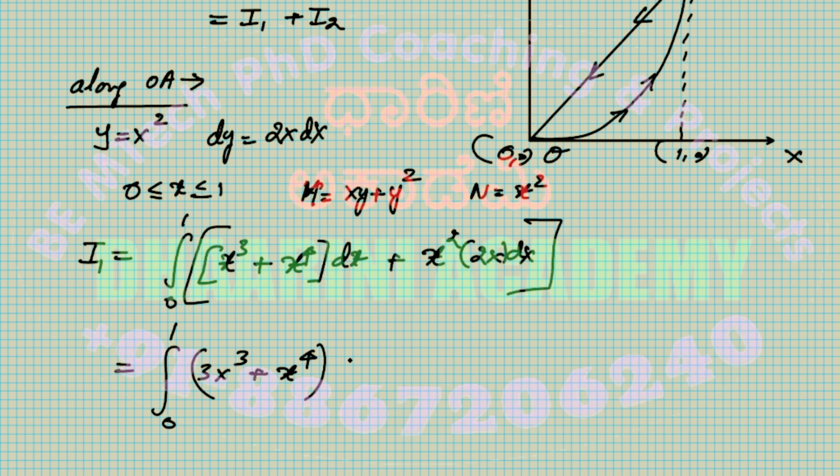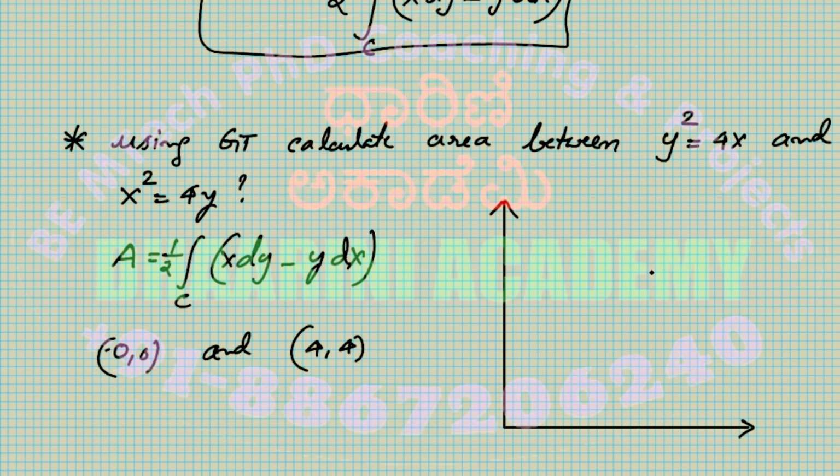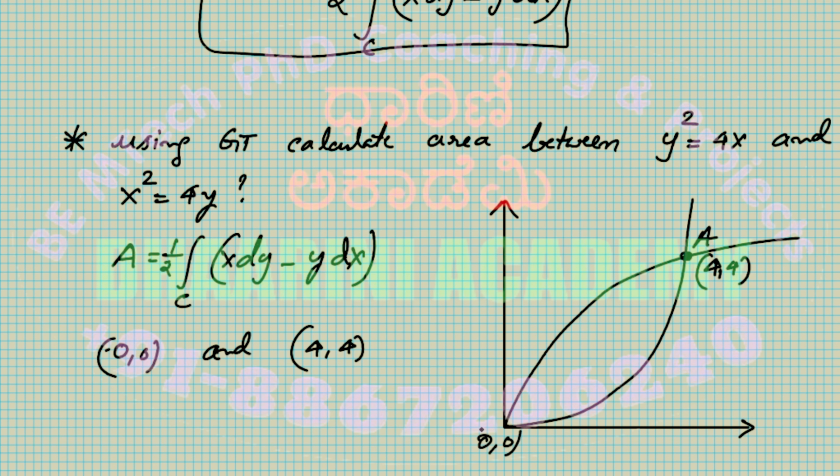Now I think the curves should be something like this: one curve like this, another curve like this. So this is (4, 4), we'll call this A. This is O, (0, 0). Now you can take the path like this. If I want to calculate this area, I have to do two different integrations.